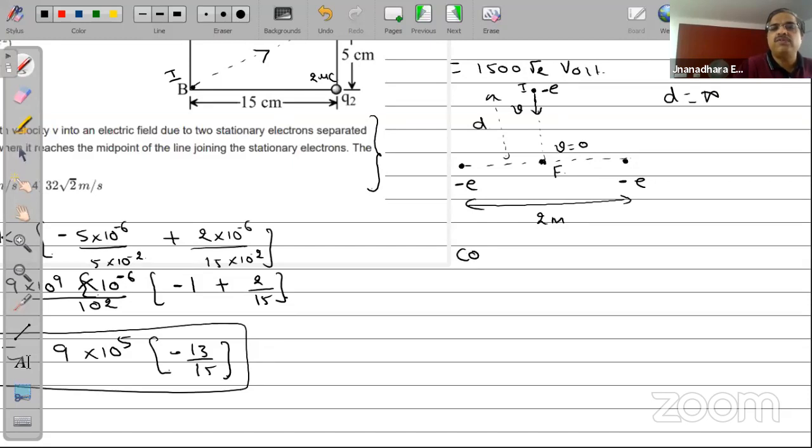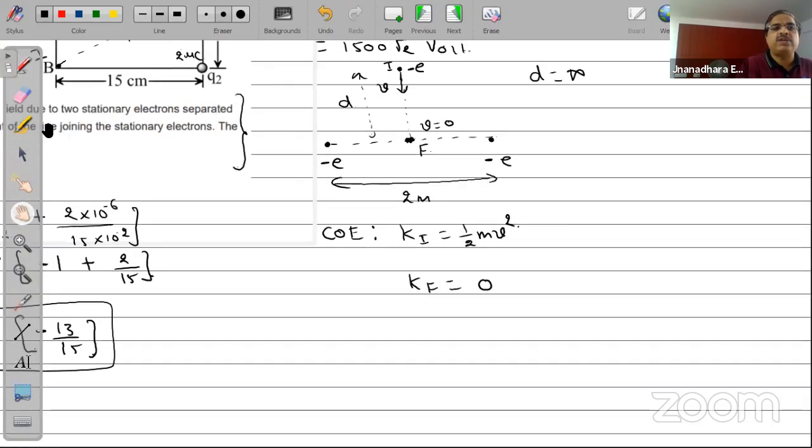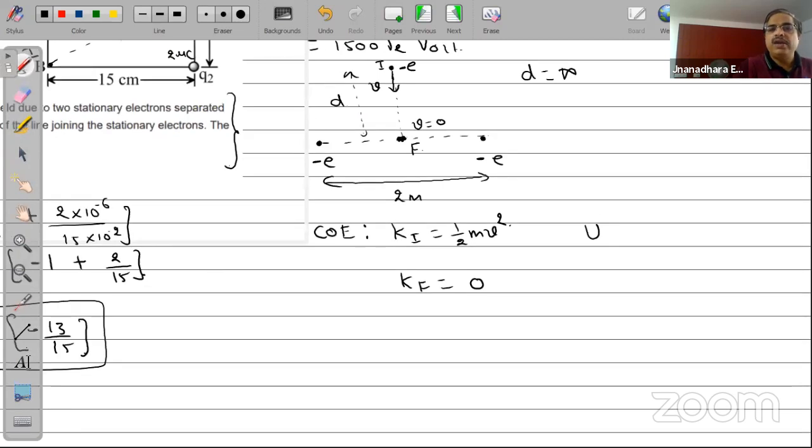Use conservation of energy now. If you use conservation of energy, initially you have only kinetic energy, which will be half m v square, where m is the mass of the electron. The final kinetic energy is 0 because it is coming to rest at the midpoint, and therefore velocity will become 0. So Kf is 0. Ui, on the other hand, is at a faraway distance, at infinity, and hence it is 0.